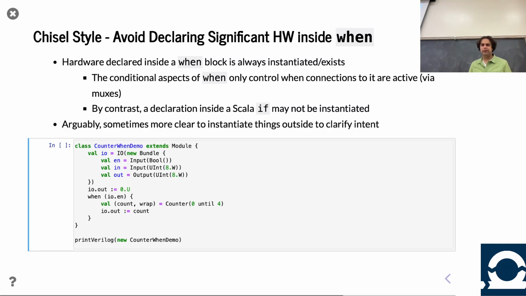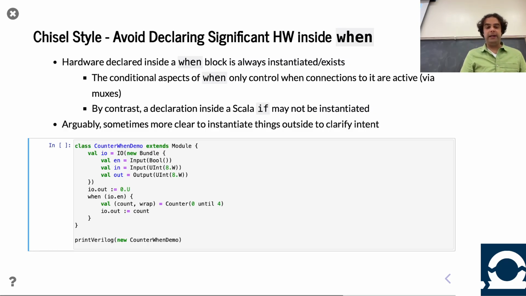This is a style point rather than a correctness point, but I think it's worth thinking about both today and when you write your code. As I said, hardware is static, right? You design the thing, it runs inside the generator. Once that generator finishes, that design is static. It's not going to change. So if you put a hardware instantiation inside of a when block, that hardware always exists. It's not going to suddenly vanish when that when statement's not true. All the when is going to control is when those connections are active. Remember, those connections are always there. It's just the mux choosing between them.